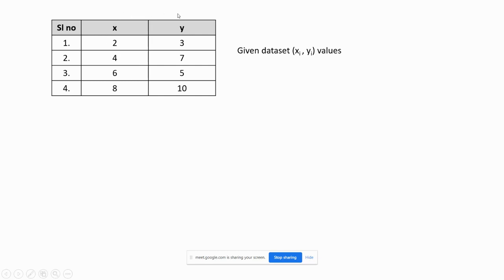So you have a given table, and you have your x and y data sets. Your points are 2 comma 3, 4 comma 7, 6 comma 5, and 8 comma 10 on your Cartesian plane. These are your 4 scattered points. Now you want to draw a straight line through these points such that your error is minimum, the best fit straight line.